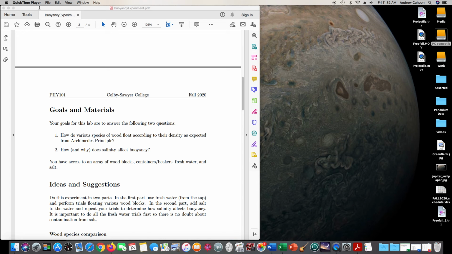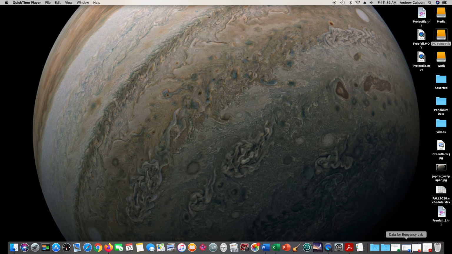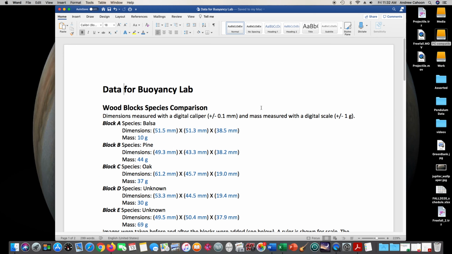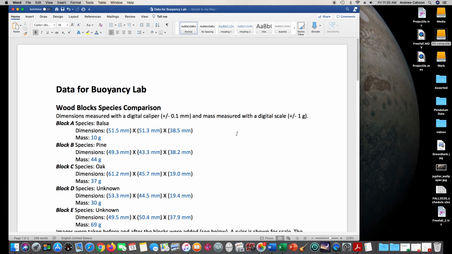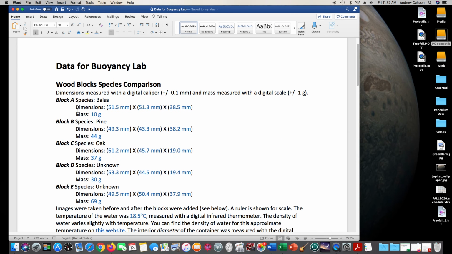So let's bring up the data that you will need. For the different wood blocks, there are 5 blocks, blocks A through E, and their dimensions and mass are listed here in this document. You'll need the dimensions to calculate the volume, and then the mass with the volume can give you the density of the block of wood, which will allow you to make a theoretical prediction for how well it should float.